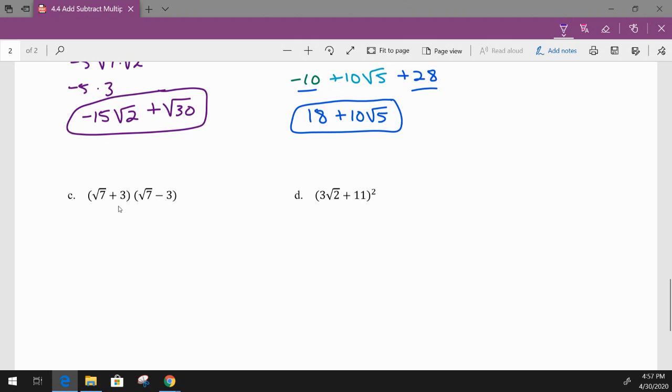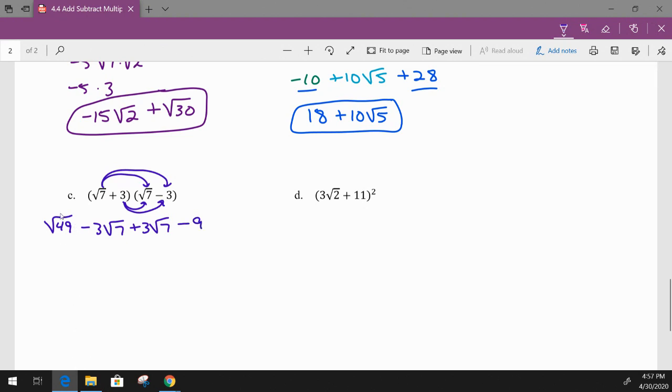Where we have a sum and a difference, but this is good review. So if I take the square root of 7 times the square root of 7, I get the square root of 49. I'll simplify that in a second. The square root of 7 times my negative 3 will be negative 3 square root of 7. The 3 times the square root of 7, it's positive, so positive 3 square root of 7. And positive 3 times negative 3 is negative 9.